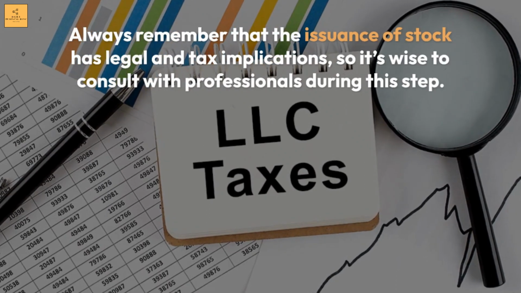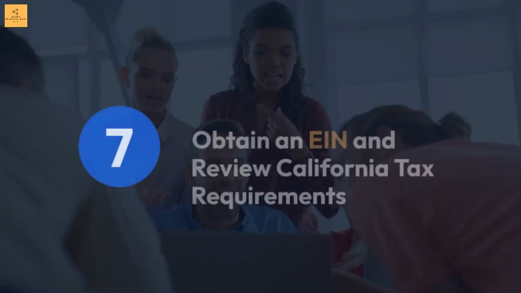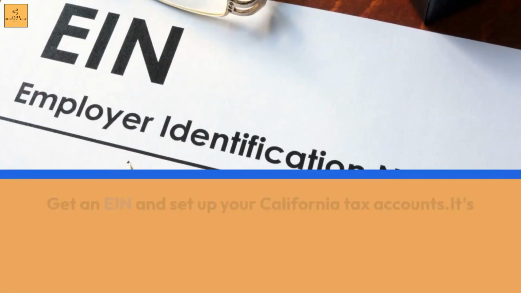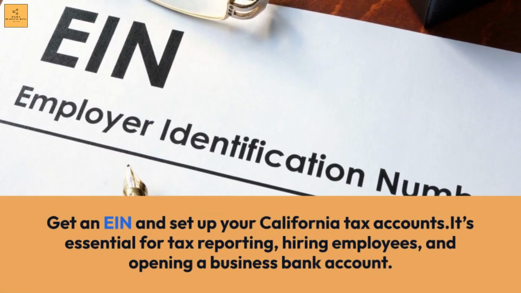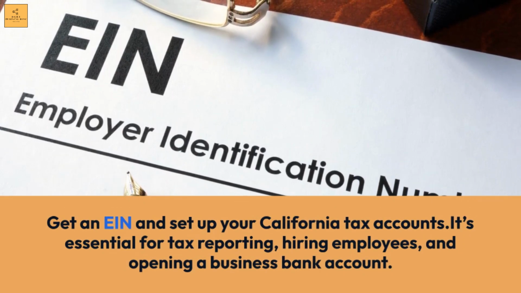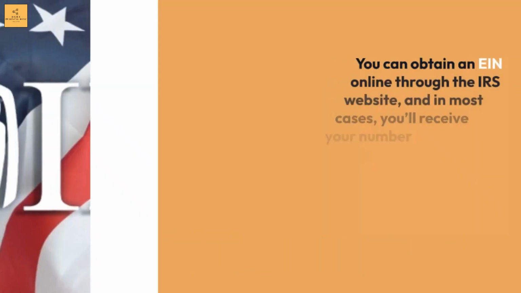Step 7. Obtain an EIN and review California tax requirements. Get an EIN and set up your California tax accounts. It's essential for tax reporting, hiring employees, and opening a business bank account.